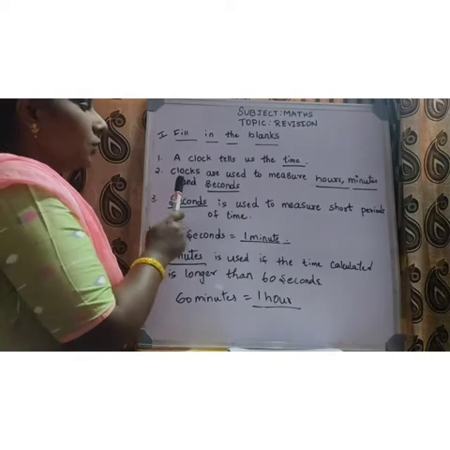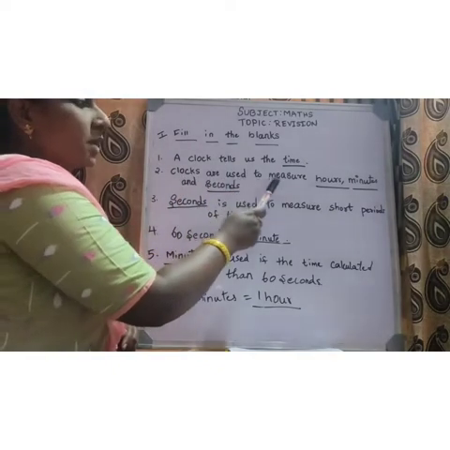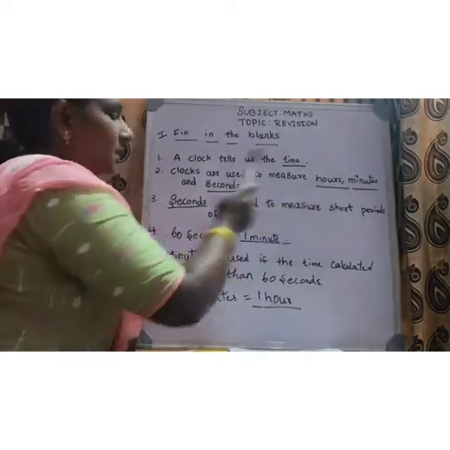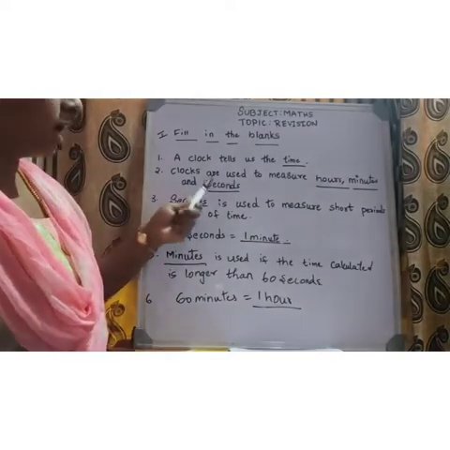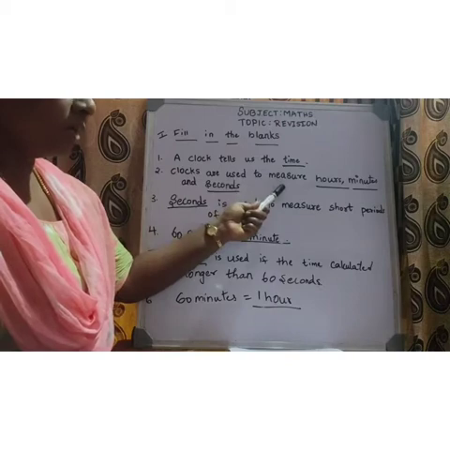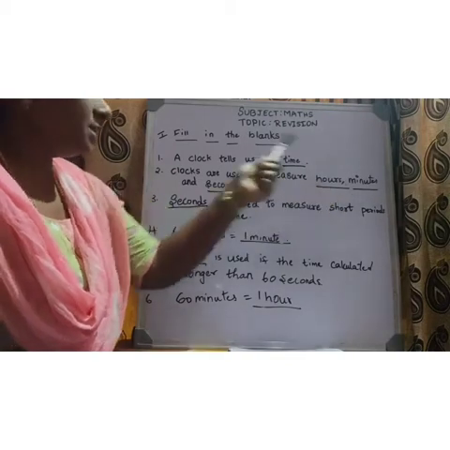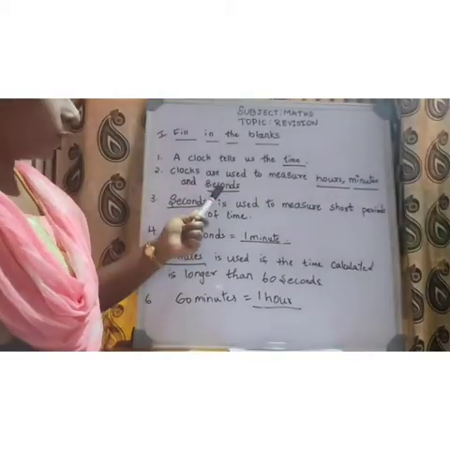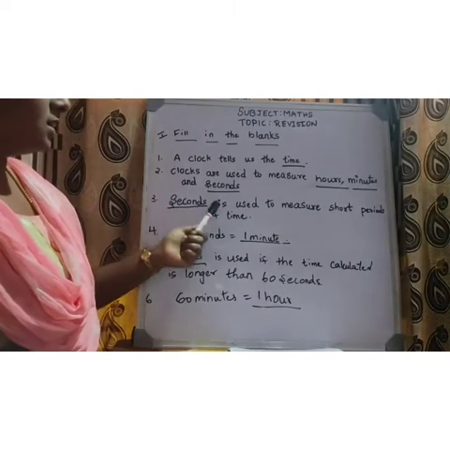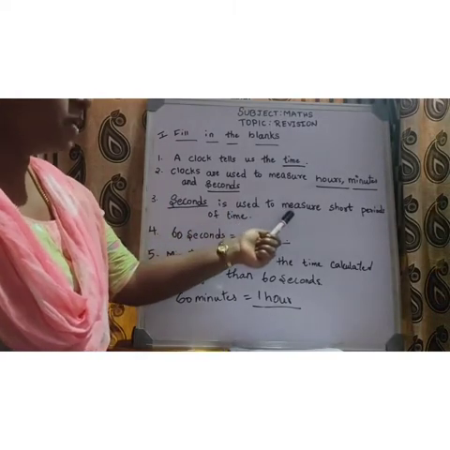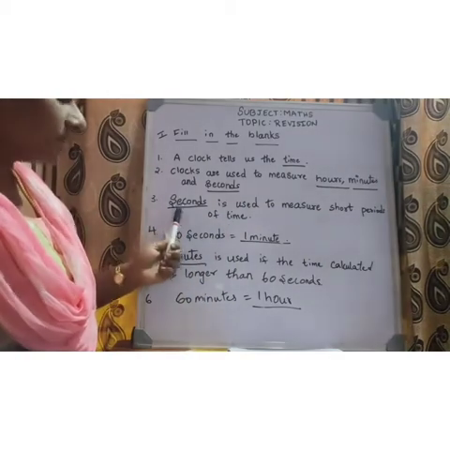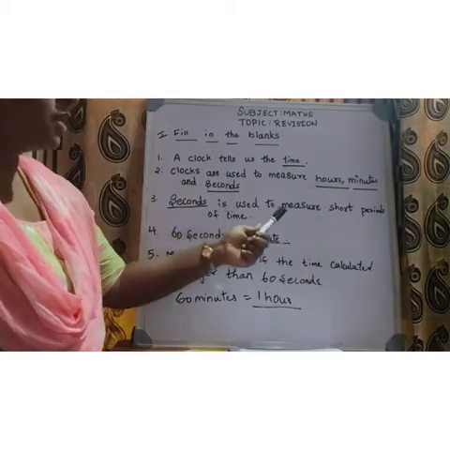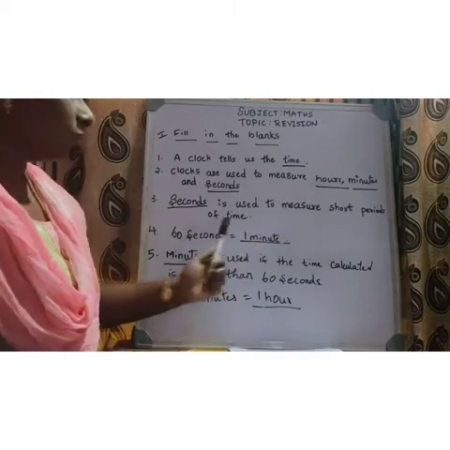So second one, a clock tells us what, children? Time. Clocks are used to measure hours, minutes and seconds. Why do we use a clock, children? Clocks are used to measure hours, minutes and seconds. Seconds is used to measure short periods of time.